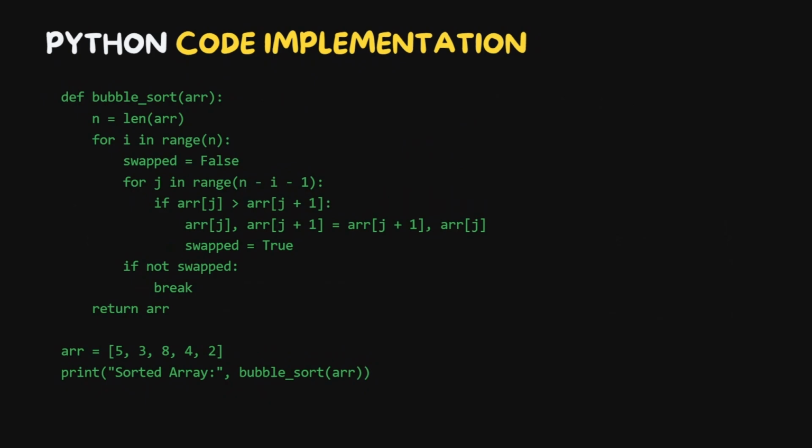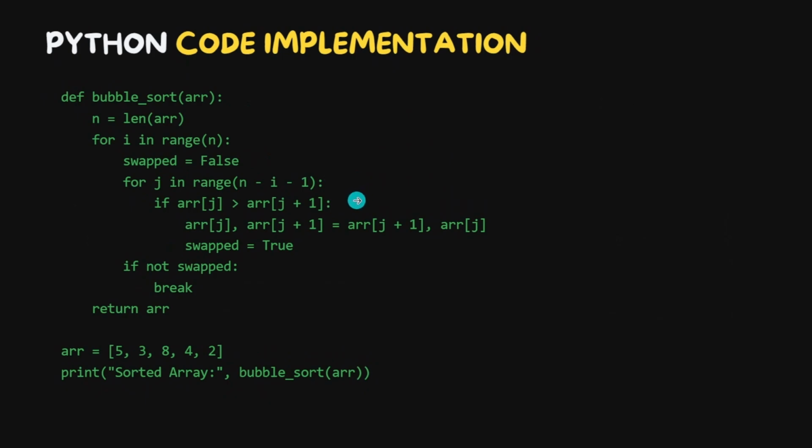In the first step, n equals length of array. It will find the length of the array. In the second step, for i in range n, the outer loop runs n times to ensure full sorting. In the third step, swapped equals false, tracks whether any swaps happen. In the fourth step, for j in range n minus i minus 1, inner loop for adjacent comparisons.